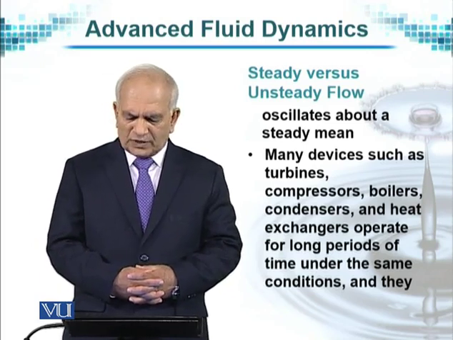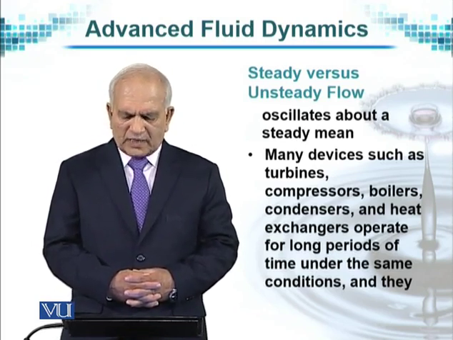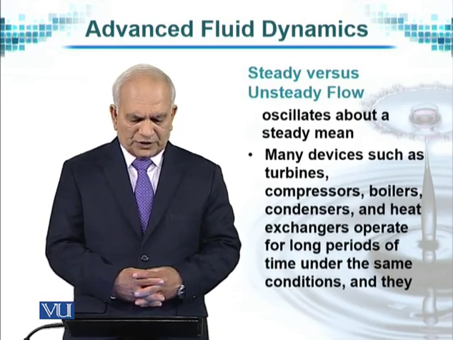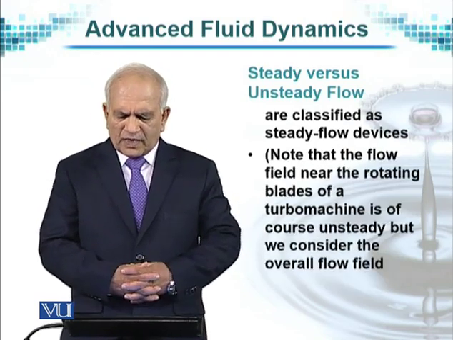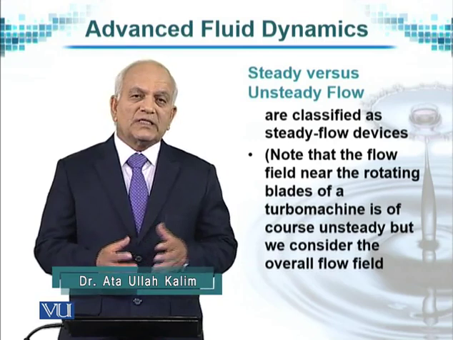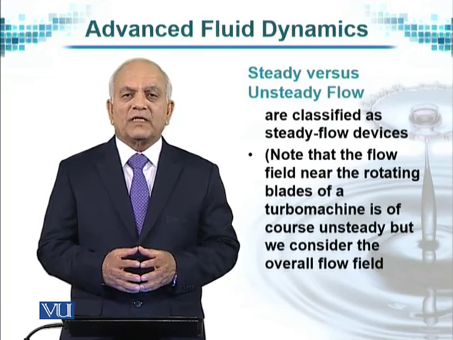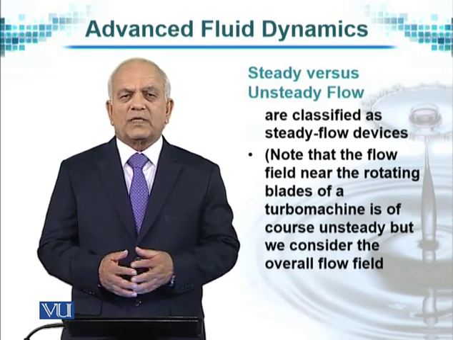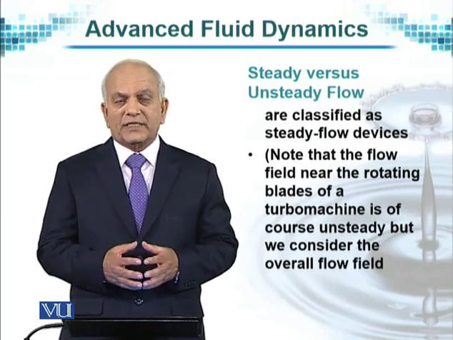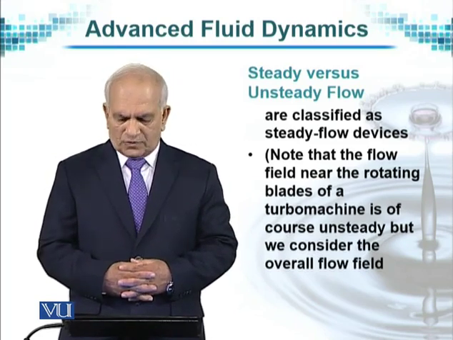Many devices such as turbines, compressors, boilers, condensers, and heat exchangers operate for long periods of time under the same conditions, and they are classified as steady flow devices or machines. So as we have seen, in such flows which remain in the same form after a long time, even after running for, let's say, 3 hours, 4 hours, or whatever length of time we use them, the flow doesn't change, they continue moving in the same way, then the type of flow is known as steady flow.